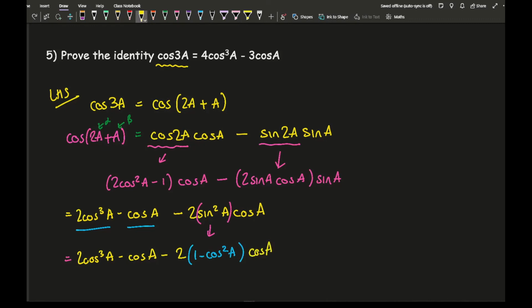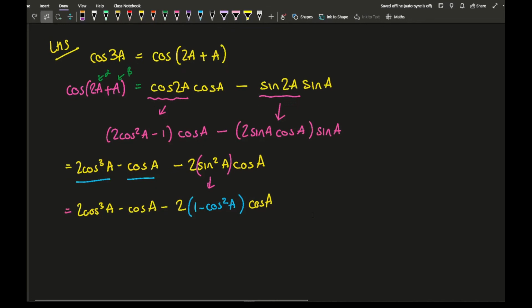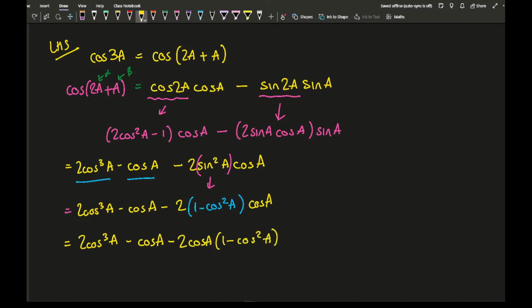The reason for this is that I'm trying to get all cosines, because if I look at the right hand side, there are no sines in there, so that's the reason why I'm getting rid of that sine squared A. I'm struggling for space, so let me move down slightly. This is all going to equal 2 cos cubed A minus cos A minus, and if I rearrange this and move the cos A to the front, just so that when I expand it out, it makes perfect sense to you.